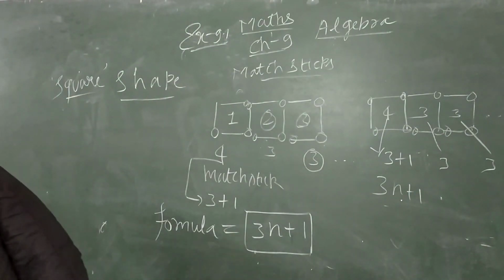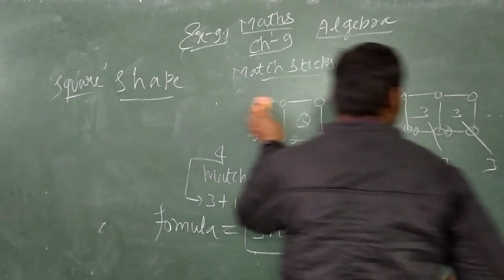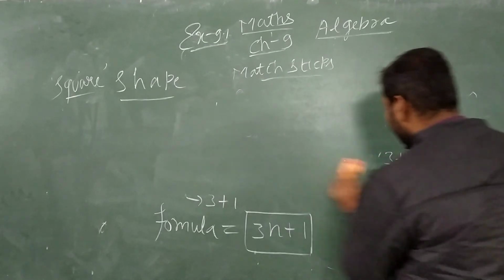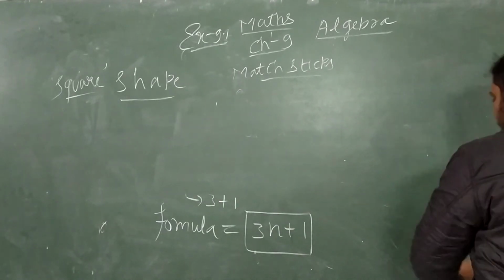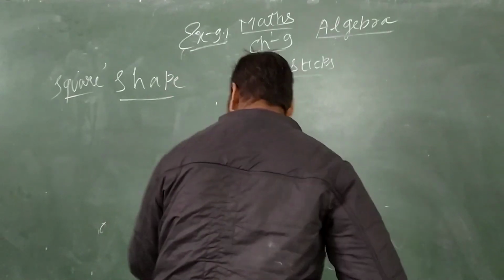Okay, so see here, this is the formula. If you are not able to understand it very well, you just remember the formula. The formula to make a square shape is 3n + 1.